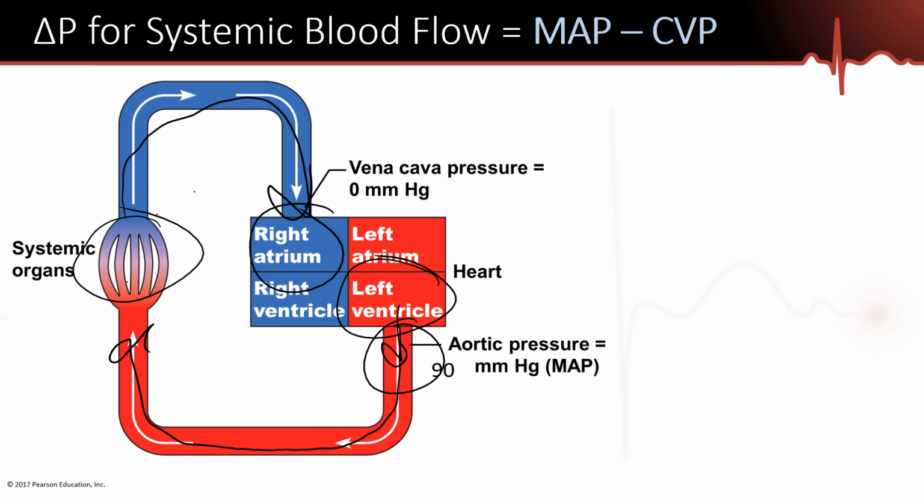So this is a simplified image of the systemic circuit, right? The arteries are carrying the oxygenated blood away from the heart, away from the left ventricle. Then the arteries ultimately deliver this oxygenated blood to the capillaries here, the capillary beds. Then there's an exchange of oxygen and nutrients. The blood becomes deoxygenated, and then the veins take the deoxygenated blood back to the right side of the heart.